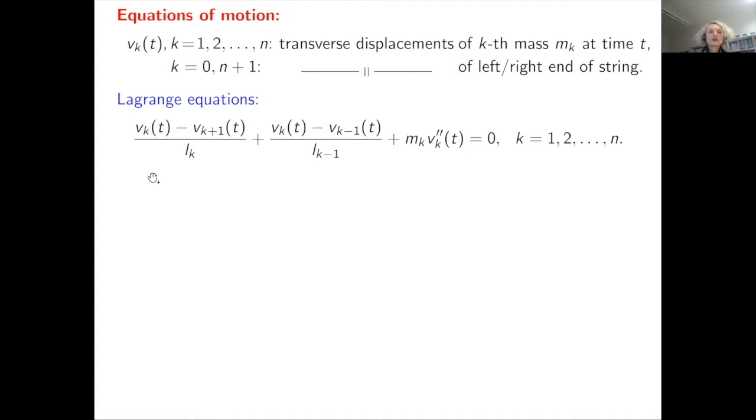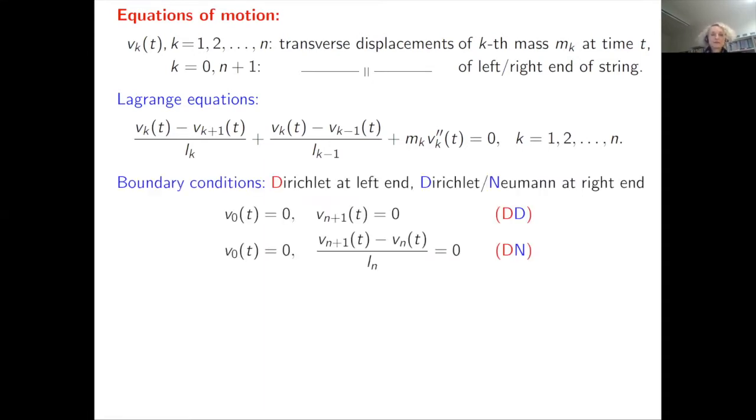Now the Lagrange equations are then as follows. So you have these two difference quotients and then plus m_k v_k double prime of t equal to 0 for k from 1 to n. Now the boundary conditions. So we have these two different problems. For the Dirichlet problem, so left and right endpoint, we simply have the displacements have to be 0. And for the Dirichlet-Neumann problem, where on the right-hand side we have a Neumann condition, this slope here has to be equal to 0.